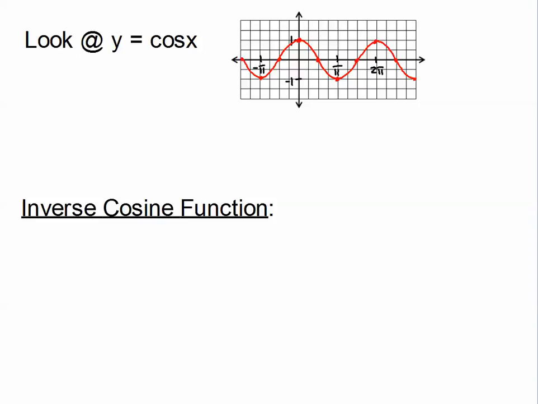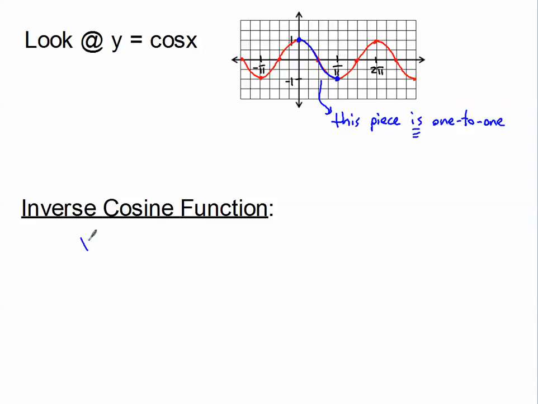Again, this is not one-to-one because it fails a horizontal line test infinitely, but mathematicians decided to take this piece of the cosine function because this piece will be one-to-one. It's important to have a one-to-one piece so that we all have only one answer. This piece is one-to-one. Notice that this time our angles go from 0 to pi.